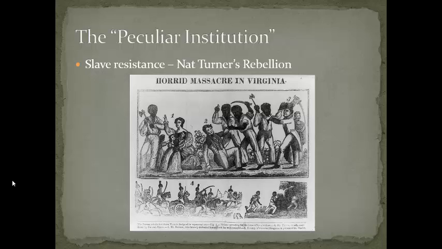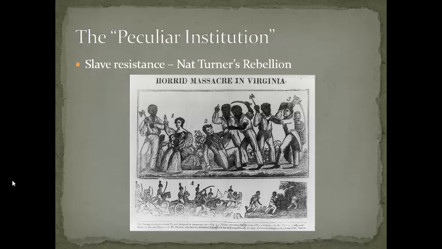What happened was a number of white people ended up dying. Most of the slaves did not make it. Some were killed in the fighting. Some were captured and executed. Some did escape to Florida, but most of them did not. But really, that's the only large-scale slave revolt in United States history.